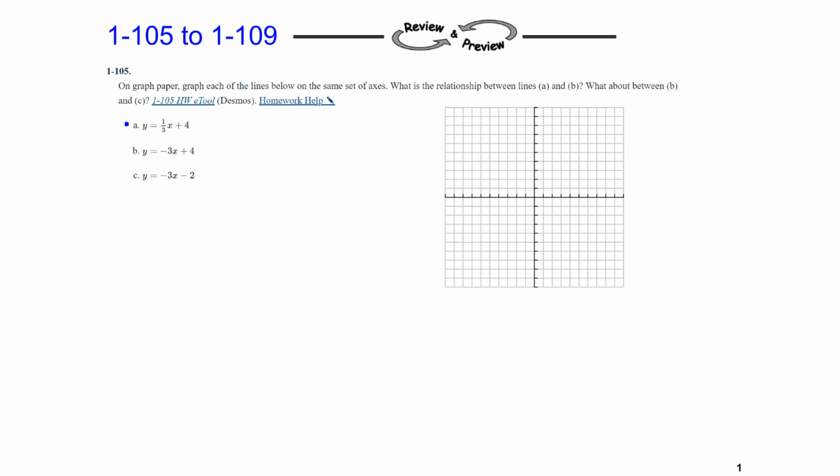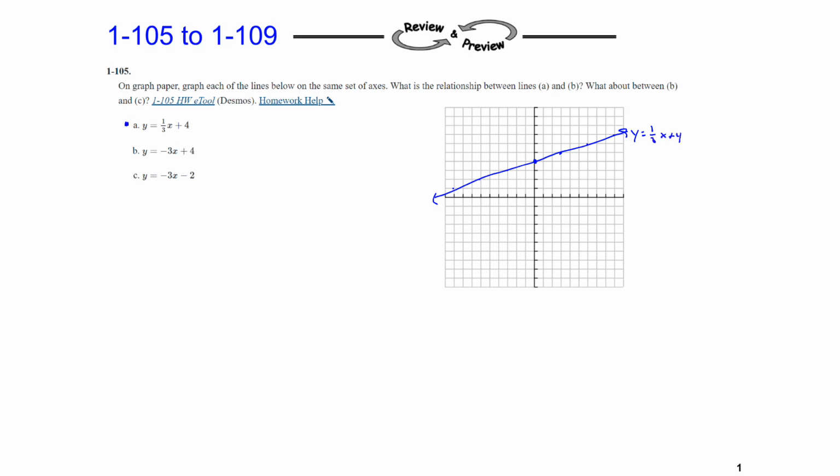So line A, I'm going to go ahead and graph in blue with a y-intercept at (0, 4) and a slope of 1/3. Just to make sure, since I don't have a straight edge on here to do this, I'm going to plot a bunch of points so I can get the most accurate line possible. So this will be y equals 1/3 x plus 4.